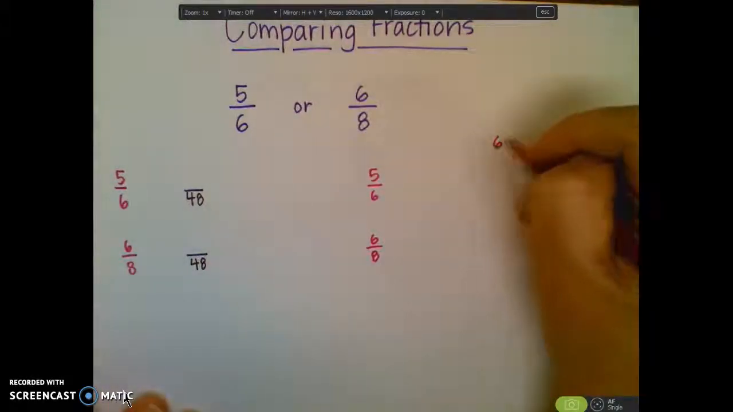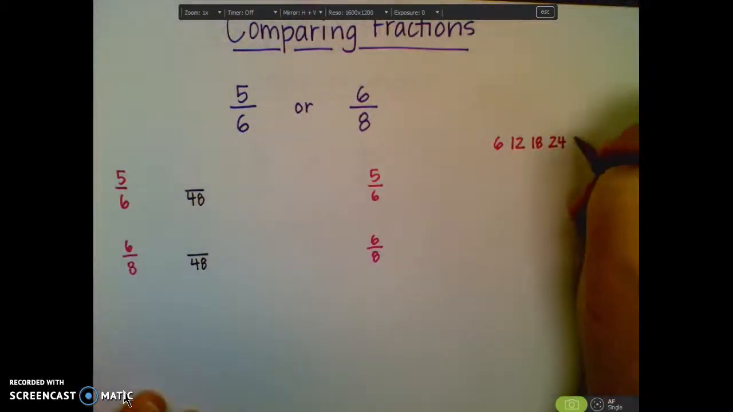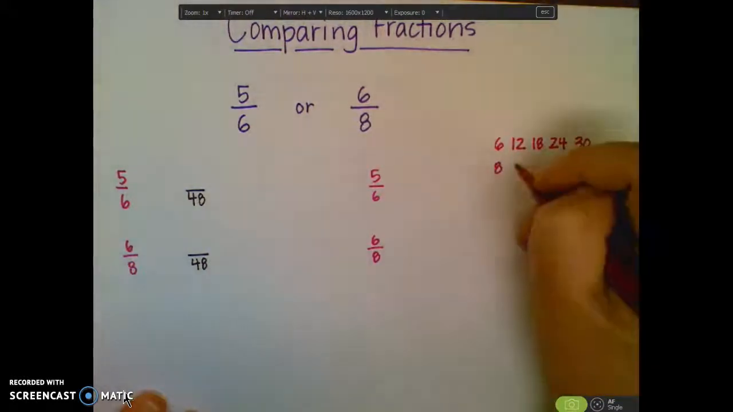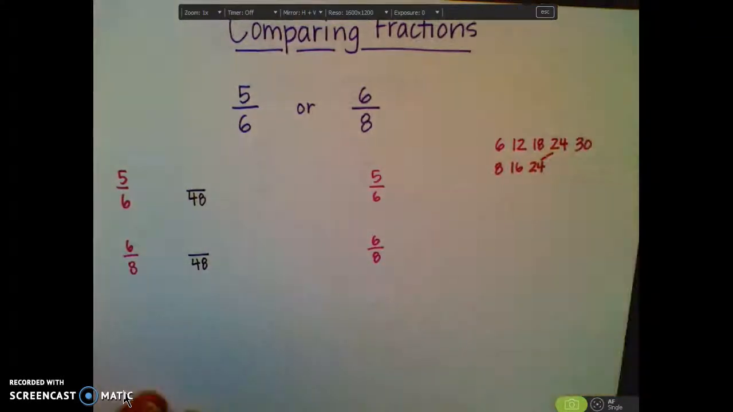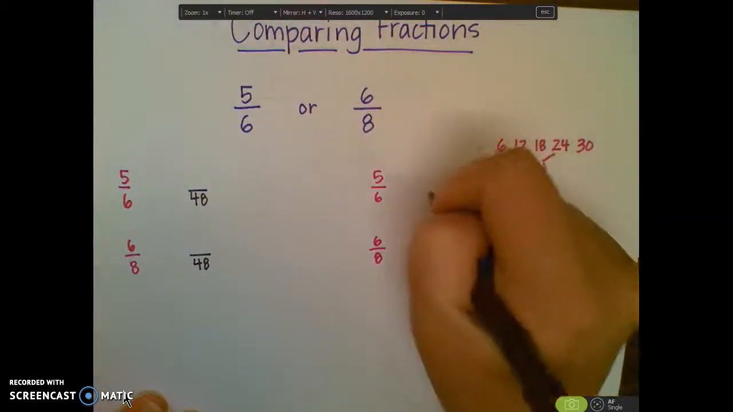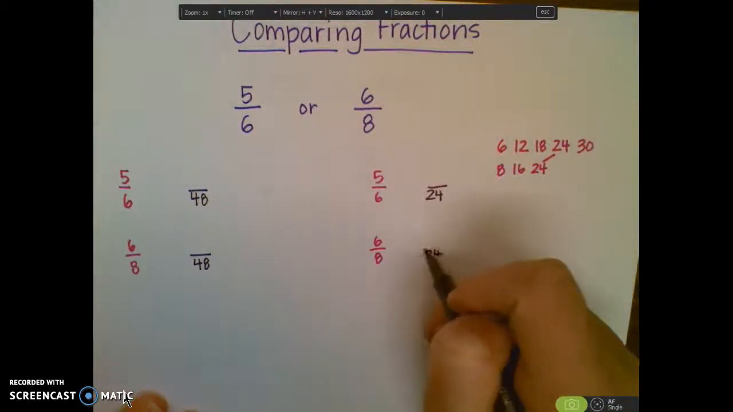Multiples of 6. 6 times 1 is 6. 6 times 2 is 12. 6 times 3 is 18. 6 times 4 is 24. 6 times 5 is 30. Multiples of 8. 8 times 1 is 8. 8 times 2 is 16. 8 times 3 is 24. And I don't need to go any further because I see a match. And I can use then 24 as my common denominator. Okay?